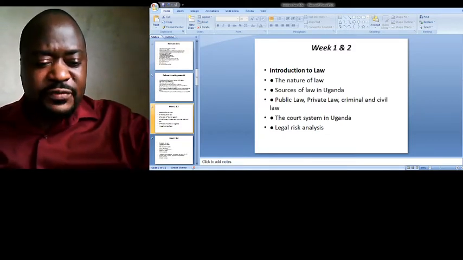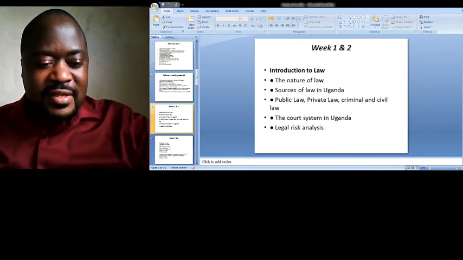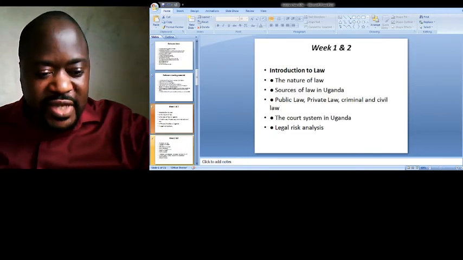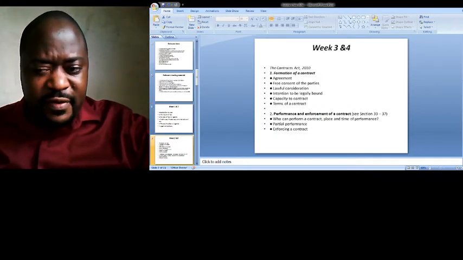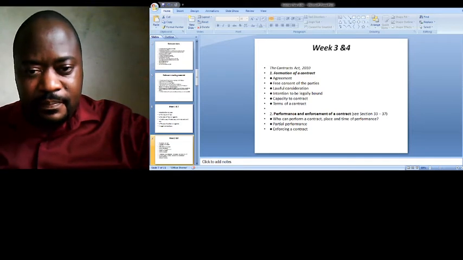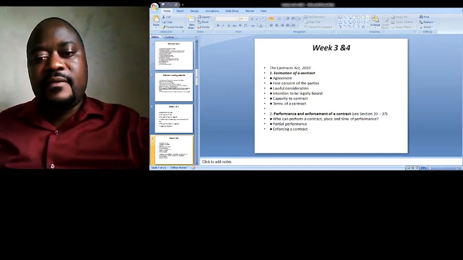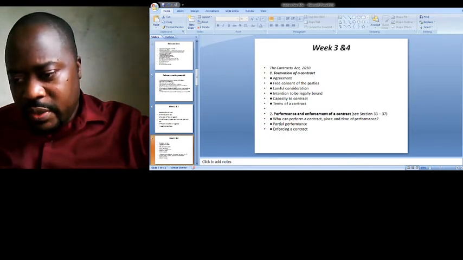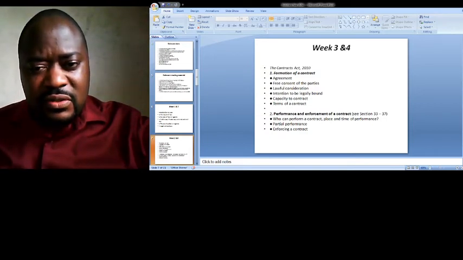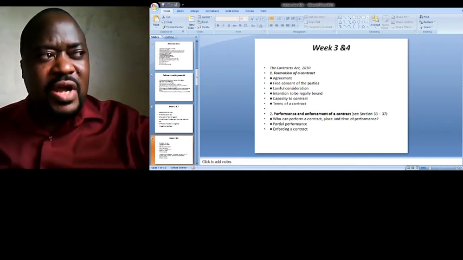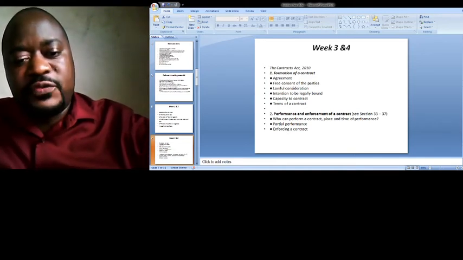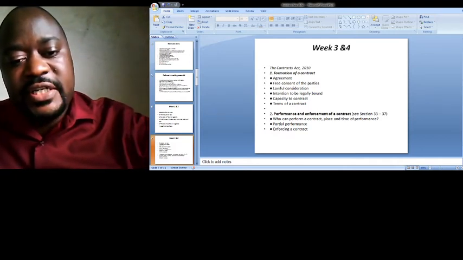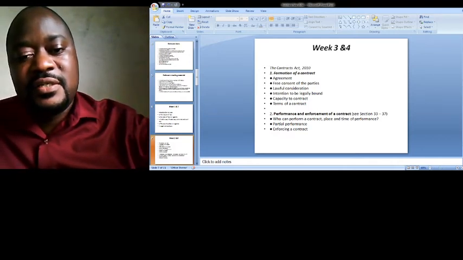Then it's important for us to also look at the advantages and disadvantages of law in a given society. It's very important for us to look at them. Now, in our third and fourth week, we'll look at the law of contract. We'll look at the law of contract. And under the law of contract, our leading law is the Contracts Act 2010.